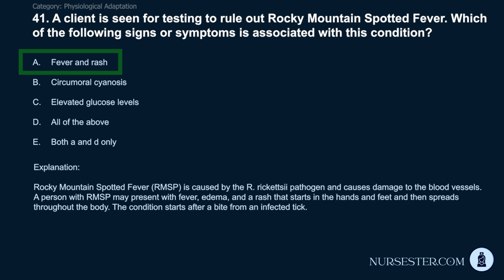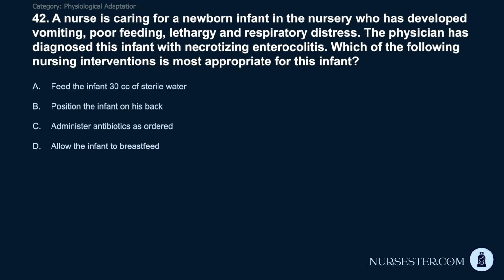Rocky Mountain spotted fever, RMSF, is caused by the Rickettsia pathogen and causes damage to the blood vessels. A person with RMSF may present with fever, edema, and a rash that starts in the hands and feet and then spreads throughout the body. The condition starts after a bite from an infected tick.